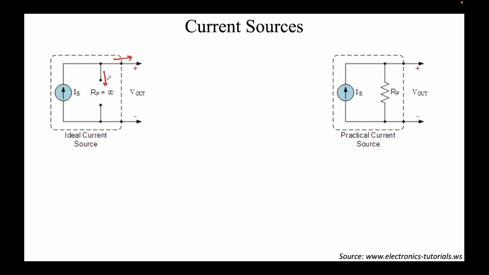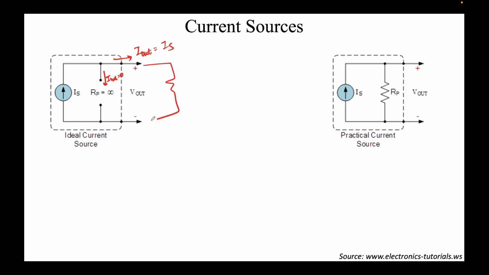So no current can flow through here. I call this I internal. I internal has to be 0 because it's infinite resistance. So I out has to be equal to IS if you apply KCL over here. So whatever current is being provided, whatever this current source claims, no current is lost inside the current source itself. All of it is output to the load.